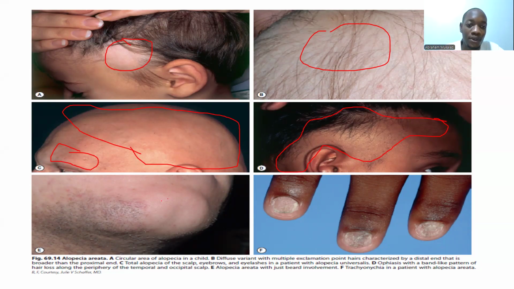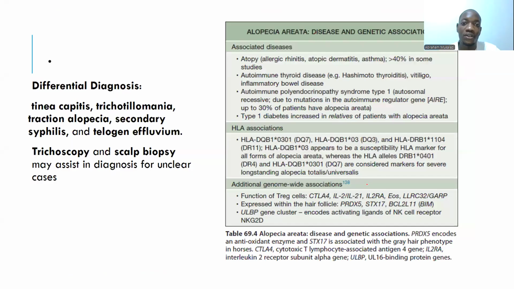Then you can also get alopecia areata affecting the beard area, and then here you have it affecting the nails. And now these nails look like even nail psoriasis and then nail lichen planus. So you have to make sure that you examine the patient fully to see if there are any other diseases that can be suggestive of other conditions.